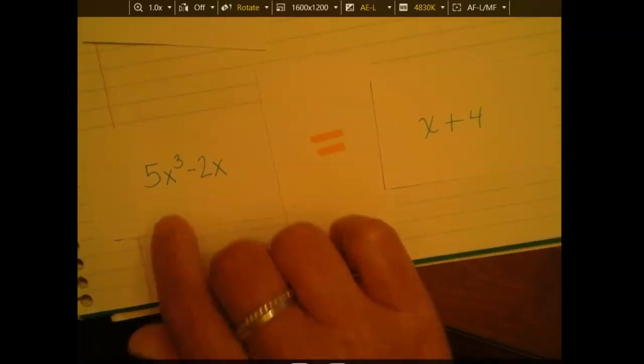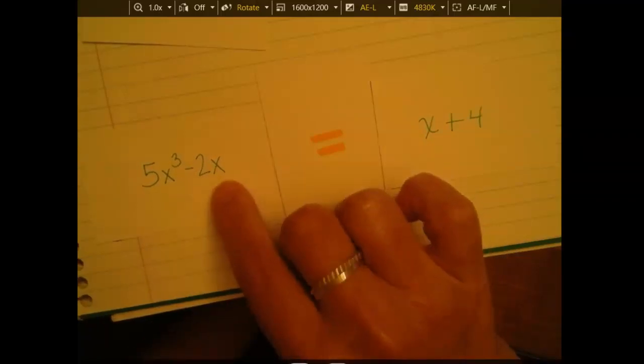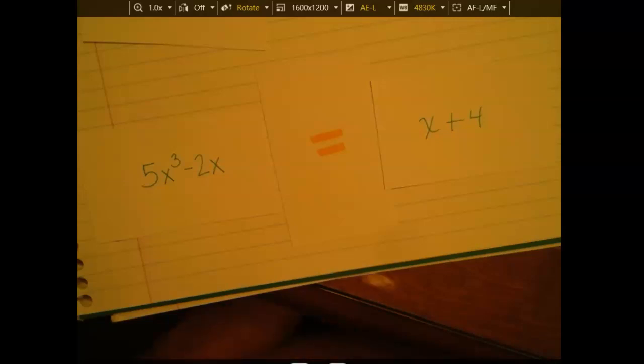So x to the third is a different number than x, but it is based on the same value of x to begin with, right? So this is an equation in one variable, and that's important for what we're talking about today. We're going to talk about naming polynomials in one variable.